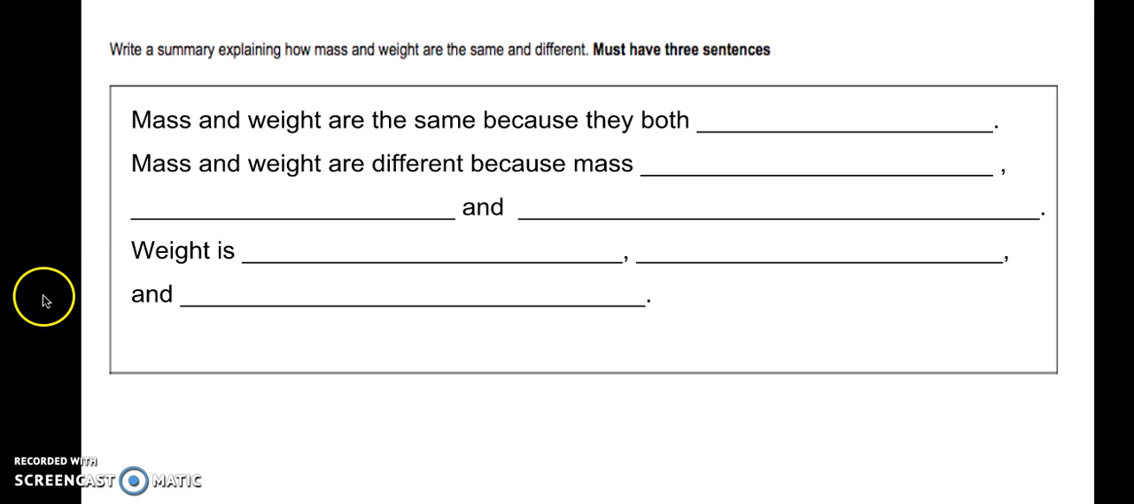All right, students, last sentence. You're going to do the same thing. We just talked about what is unique for mass. Now you're going to write: weight is, and complete the sentence with the definition, what happens when there is more or less gravity, and what happens to your weight on another planet.